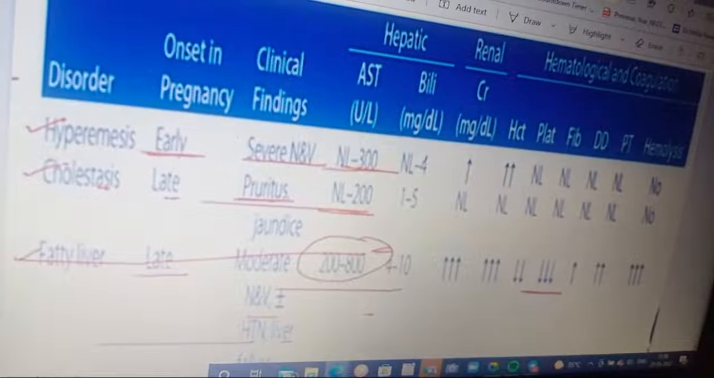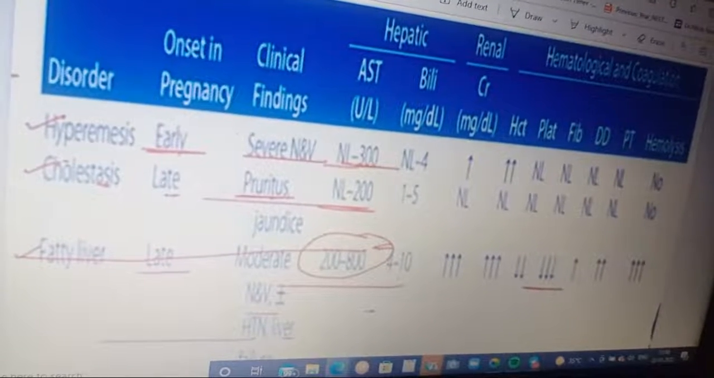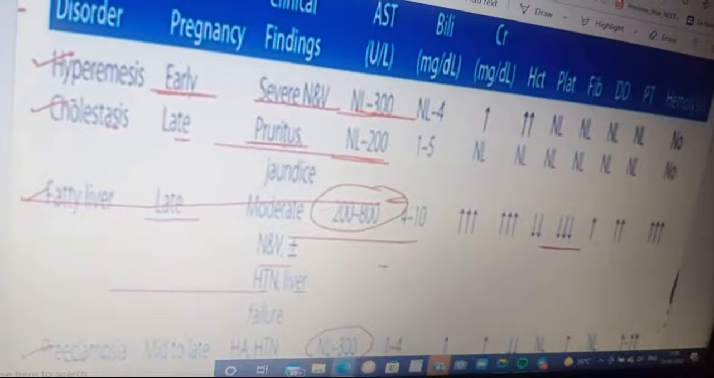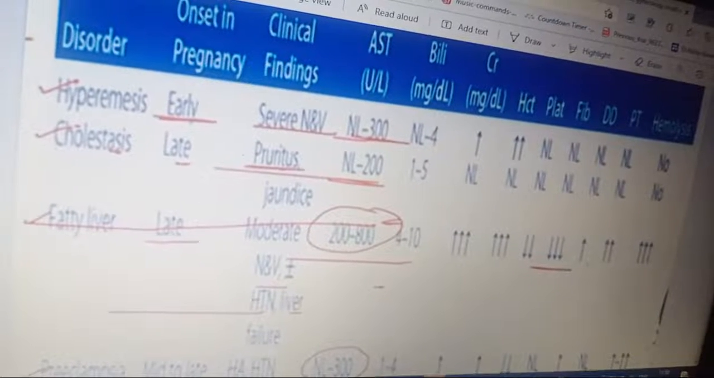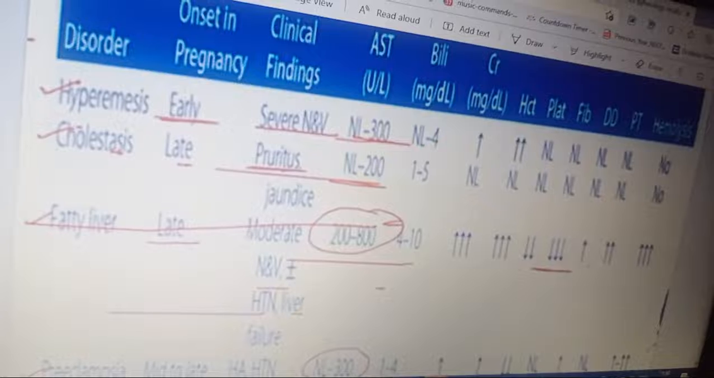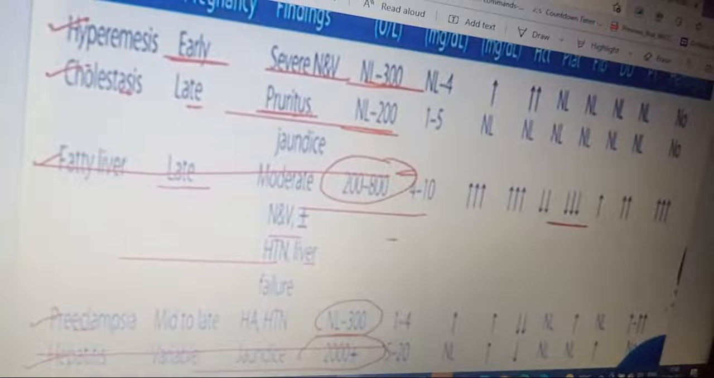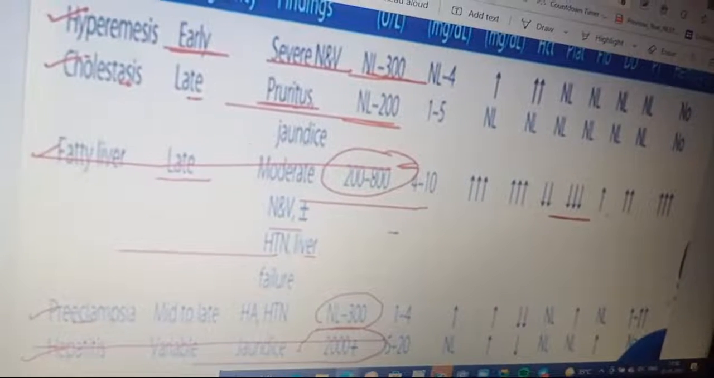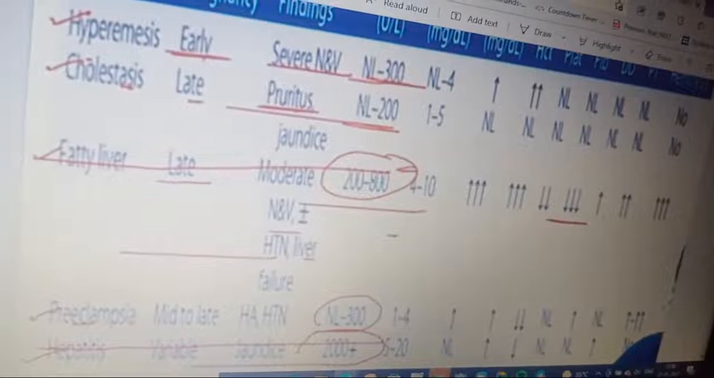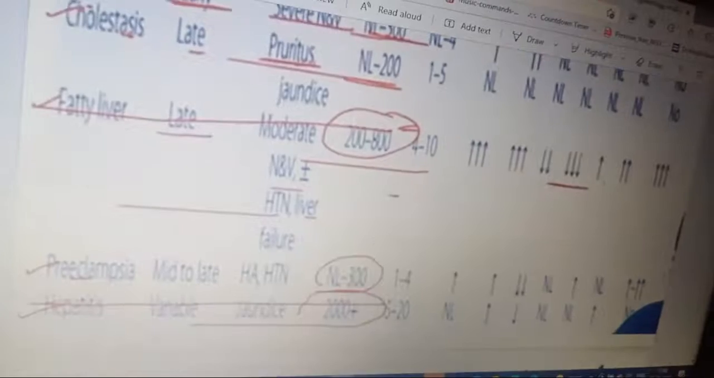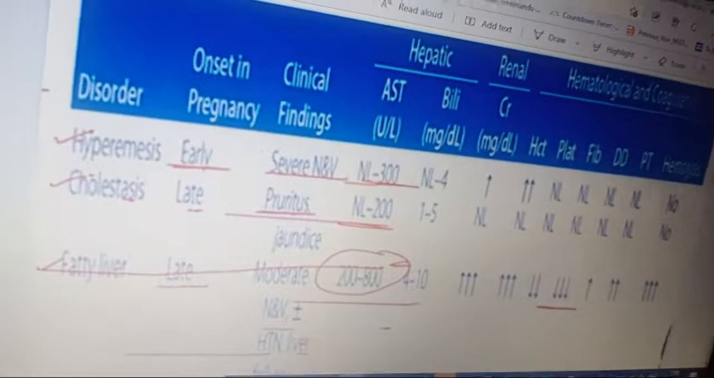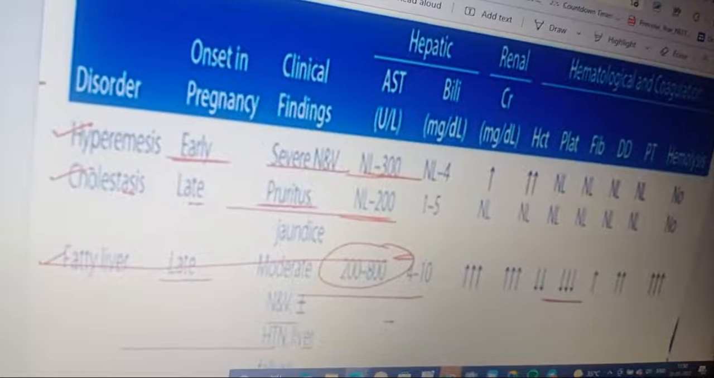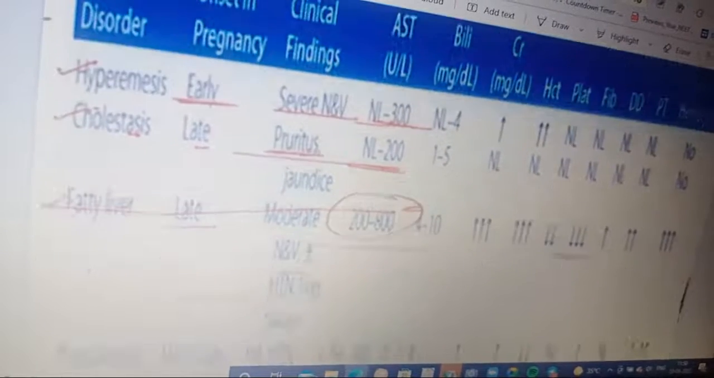and hemolysis no. When cholestasis is late, the pruritus is present, AST normal to 200, bilirubin 1 to 5, creatinine nil, HCT nil, platelets nil, fibrinogen nil, PT nil. Okay. Then fatty liver, the late onset, moderate nausea and vomiting with hypertension, liver failure, AST 200 to 800, bilirubin 4 to 10, creatinine increase, HCT increase, platelets decrease, fibrinogen decrease, PT increase, hemolysis increase.